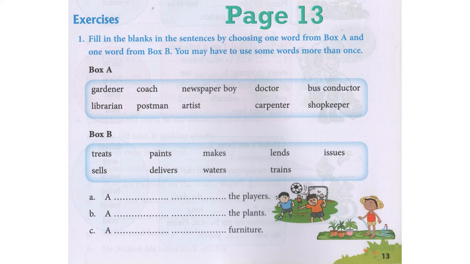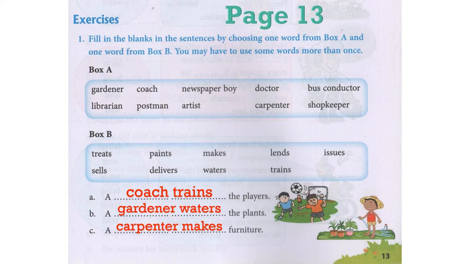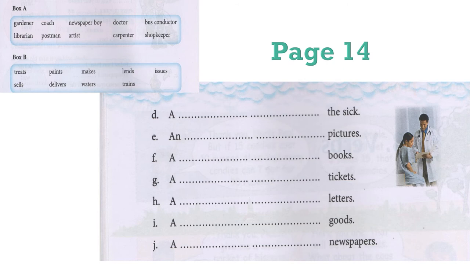A dash the players. A coach trains the players. A dash dash the plants. A gardener waters the plants. A dash dash furniture. A carpenter makes furniture. A dash dash the sick. A doctor treats the sick. And dash dash pictures. An artist paints pictures.